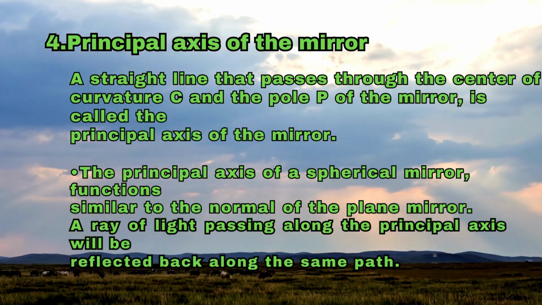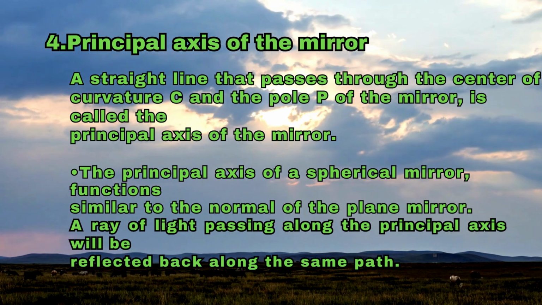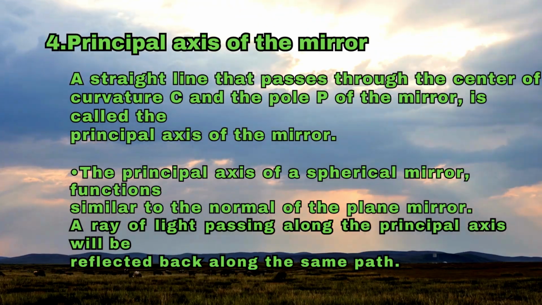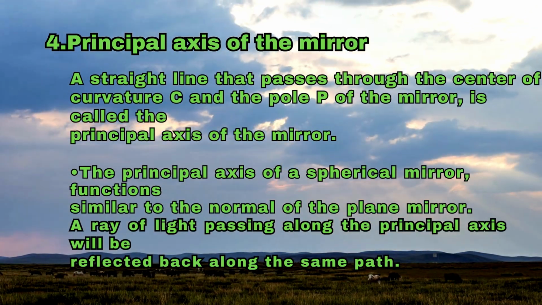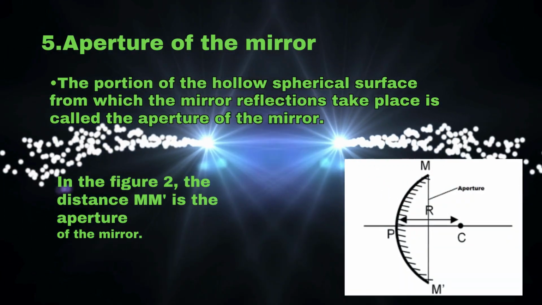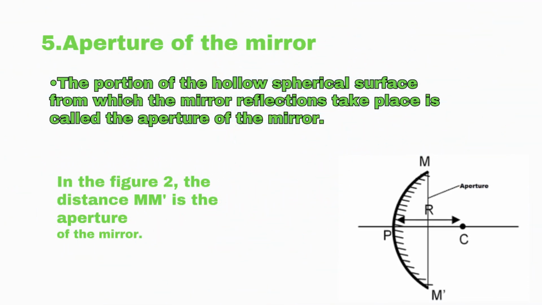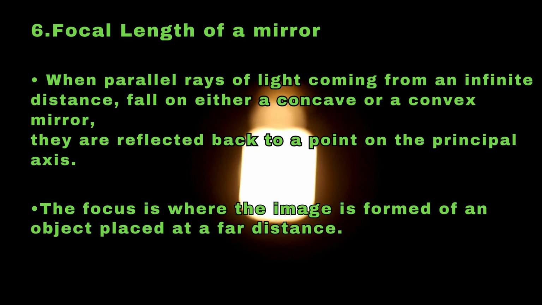4. Principal axis of the mirror. A straight line that passes through the center of curvature C and the pole P of the mirror is called the principal axis of the mirror. 5. Aperture of the mirror. The portion of the hollow spherical surface from which the mirror reflections take place is called the aperture of the mirror.